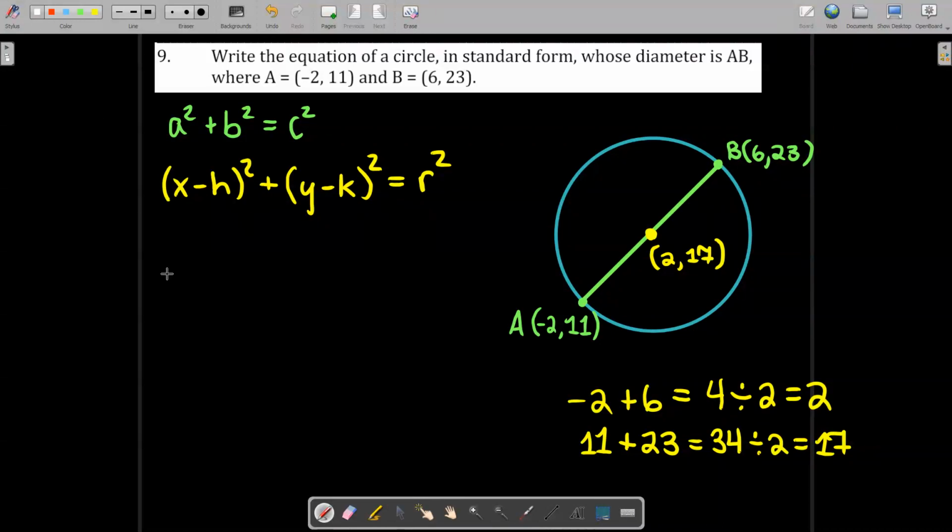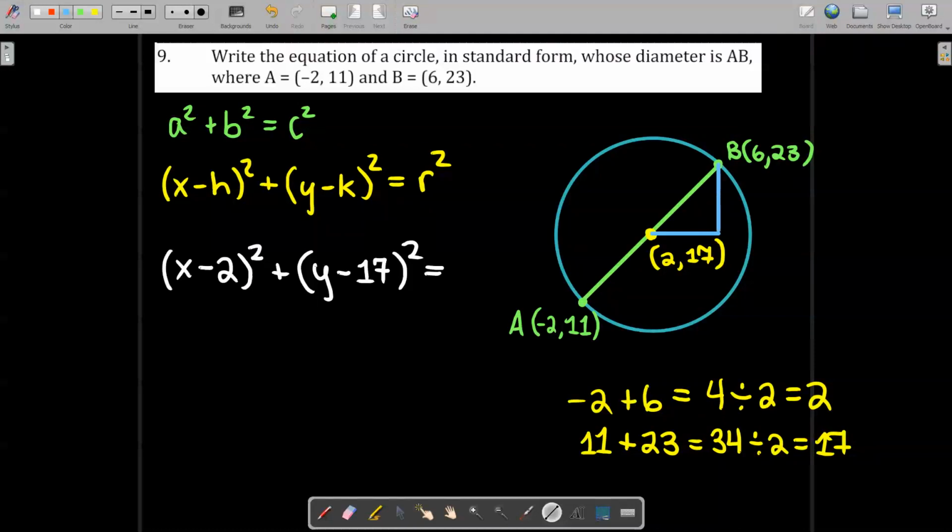So when we fill in our equation, we're almost there. We have (X minus 2) squared plus (Y minus 17) squared equals, and we need our R squared value. The way we're going to find that is by using the Pythagorean theorem to find the radius. I can draw a straight line out this way and a straight line down this way. I have a right angle right here. I know the length of this leg is going to be the distance from 2 to 6, which is 4, the X value, because we're going left and right. And from 17 to 23 is 6 units.